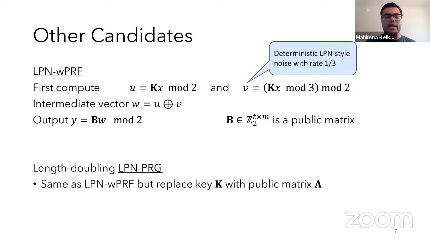We also provide a candidate doubling PRG, which has the same structure as the LPN weak PRF, but now, similar to the one-way function, we replace the key with a public matrix. And more detail can be found in our paper.